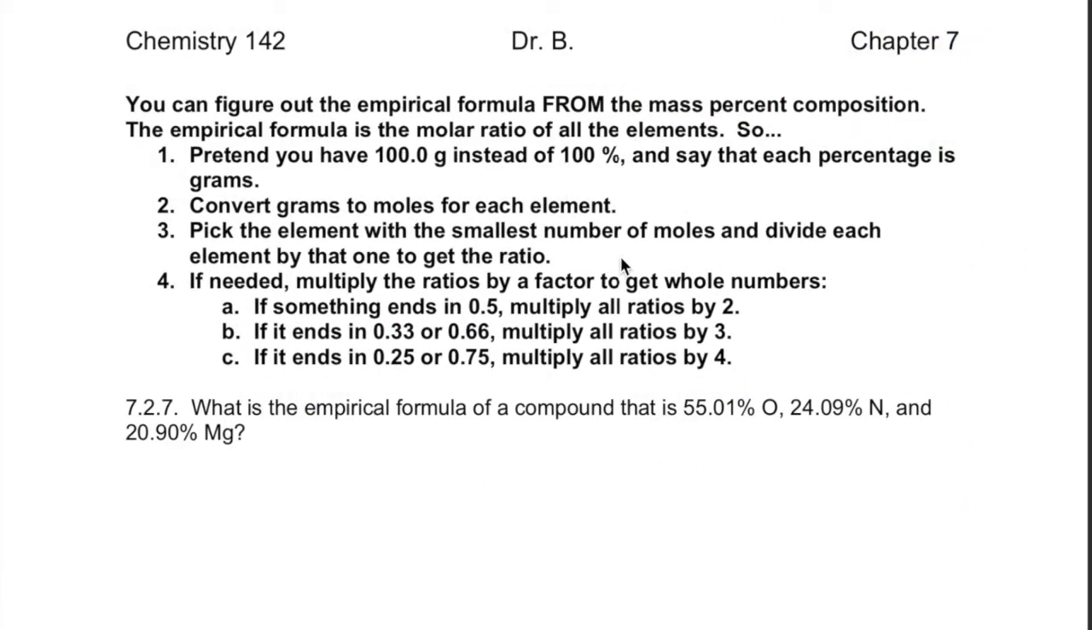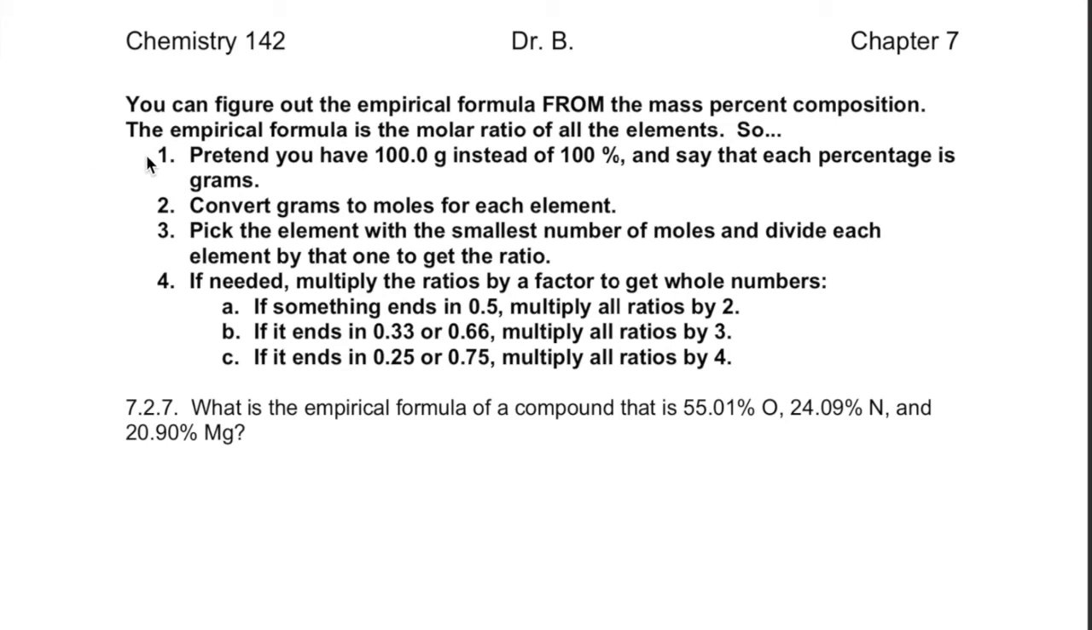So the previous problem, we were getting the mass percent composition from the empirical formula. What if we had a sample and we actually figured out the mass percent composition by analyzing the sample for each element? Can we go backwards? Can we figure out the empirical formula? And it turns out that we can. It's kind of an interesting process. We have these steps here.